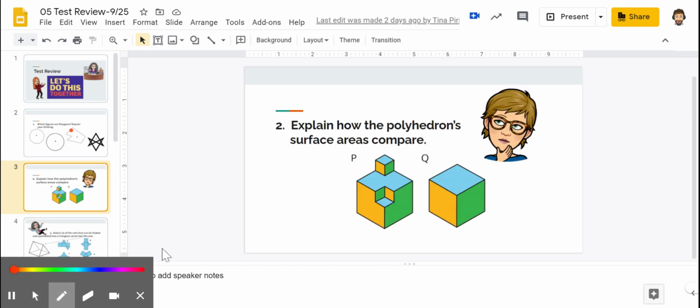For this one, this little piece of P is cut out and moved up so that we can see more faces of P than we can see on Q. And so the surface area of P is going to be greater than the surface area of Q.